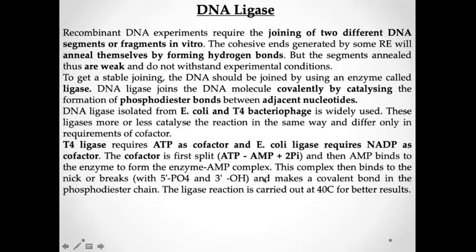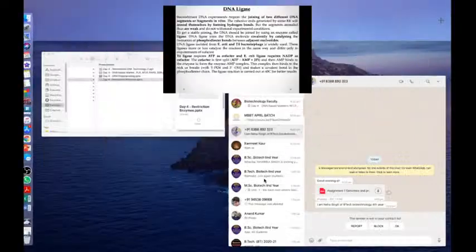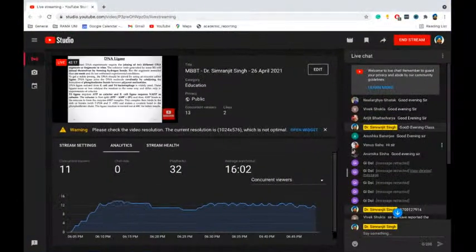And as we are discussing the various enzymes that are used in DNA molecular cloning and recombinant DNA technology, the next part that comes here is DNA ligase.